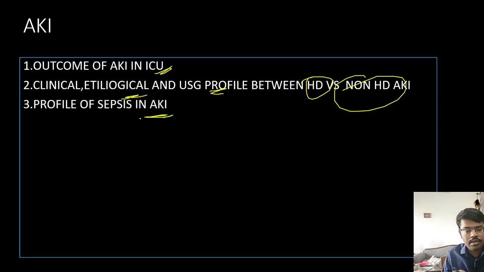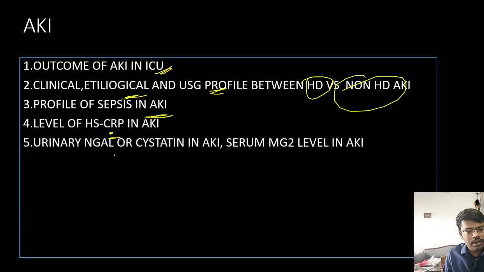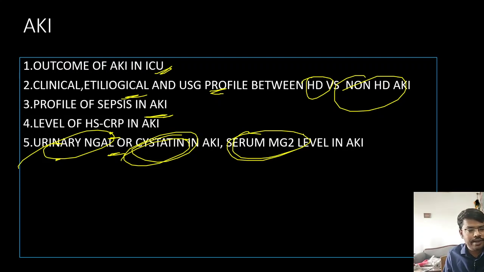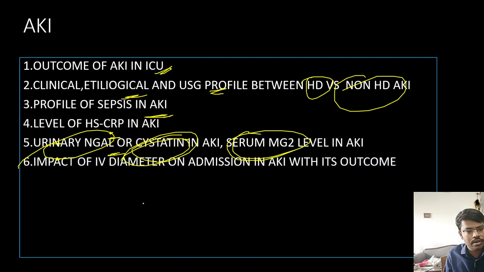Sepsis in AKI. What is the profile? Why the patients are developing AKI? In what kind of sepsis? These kind of research topics. Some marker levels like high sensitivity CRP in AKI. Urinary NGAL or cystatin. For this, you need the support of the institute because they have to give funds for cystatin and urinary NGAL in AKIs, or some serum magnesium level in AKI. Simple correlation type of things you can plan.